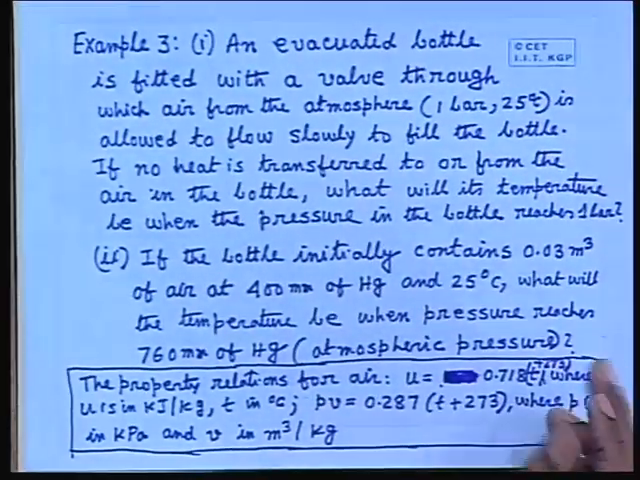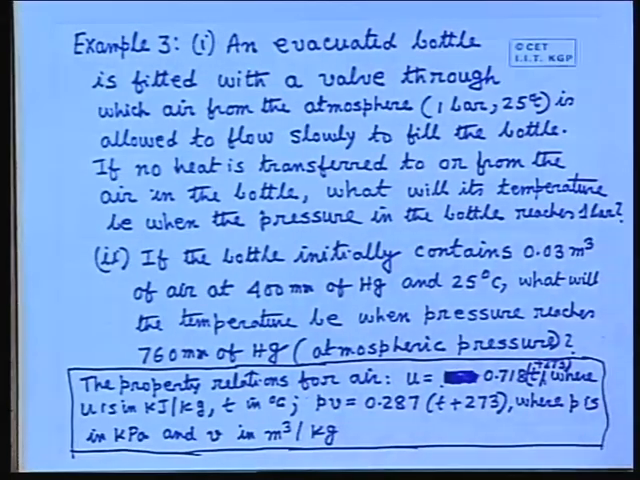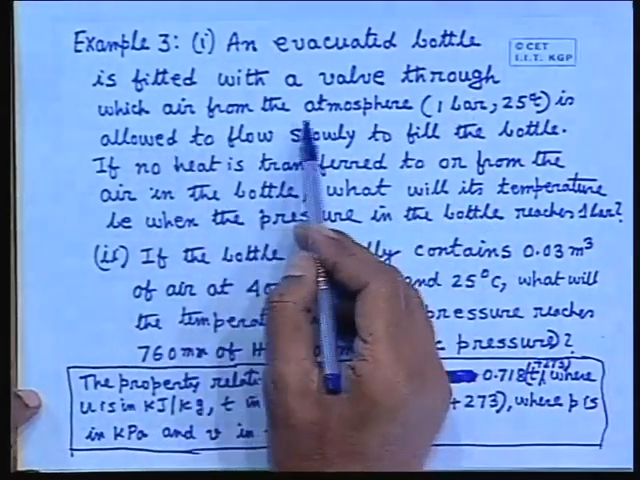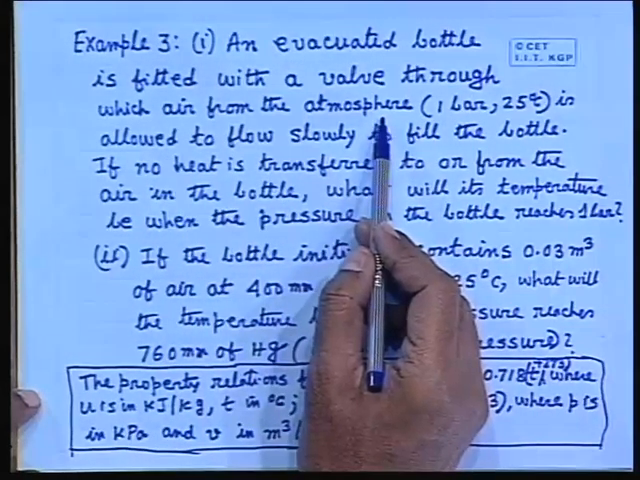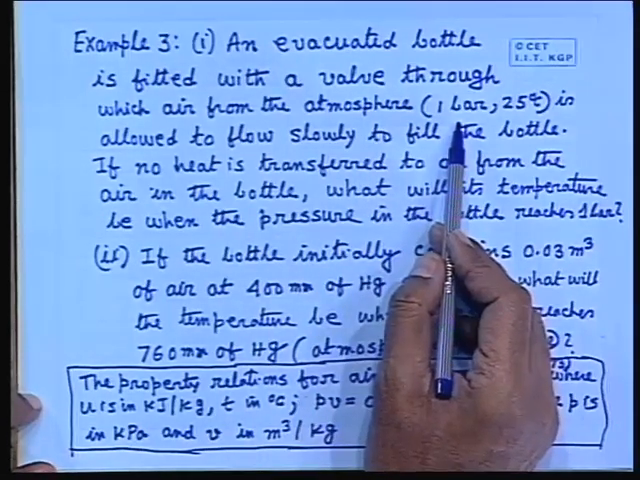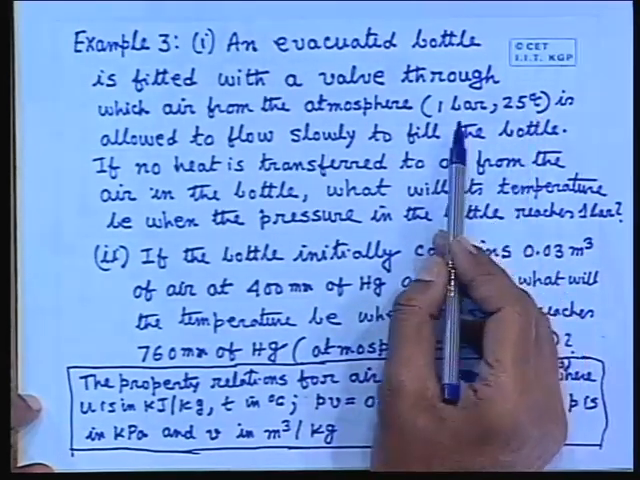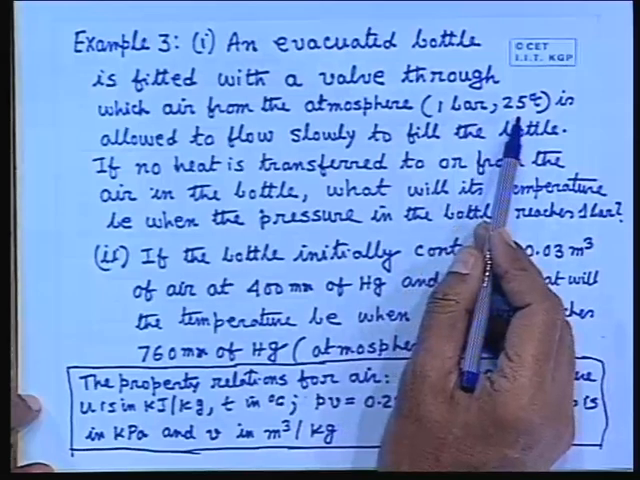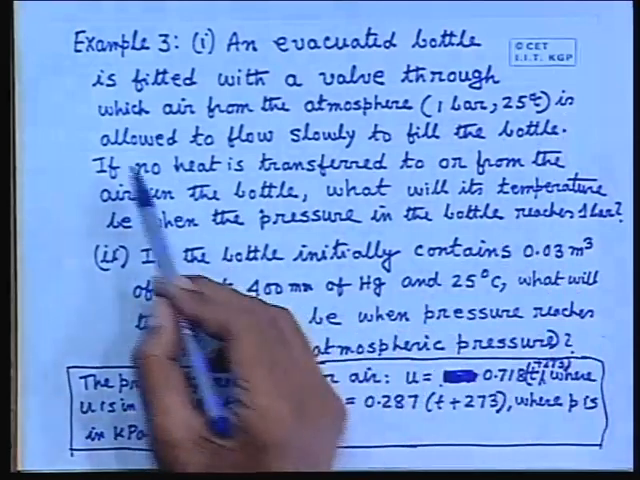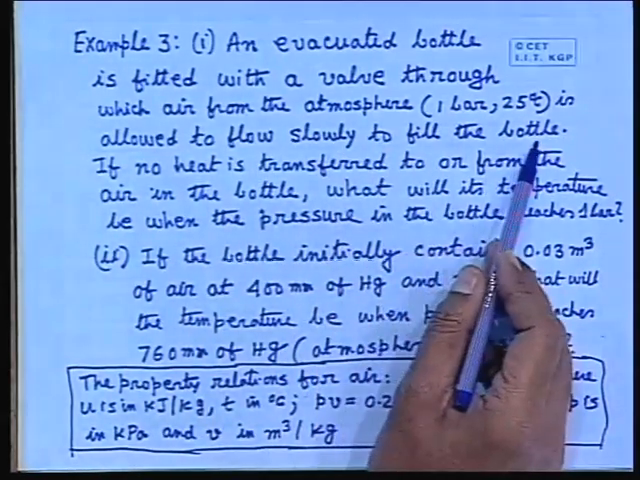Now you read this problem. An evacuated bottle, it appears to be very simple. An evacuated bottle is fitted with a valve through which air from the atmosphere, that means the flowing air, at 1 bar, is allowed to flow slowly to fill the bottle. What is bar? Bar is 10 to the power 5 Newton per meter square, at 25 degrees Celsius. This is precisely the atmospheric pressure and temperature, though atmospheric pressure is a little more, 1.01 bar.